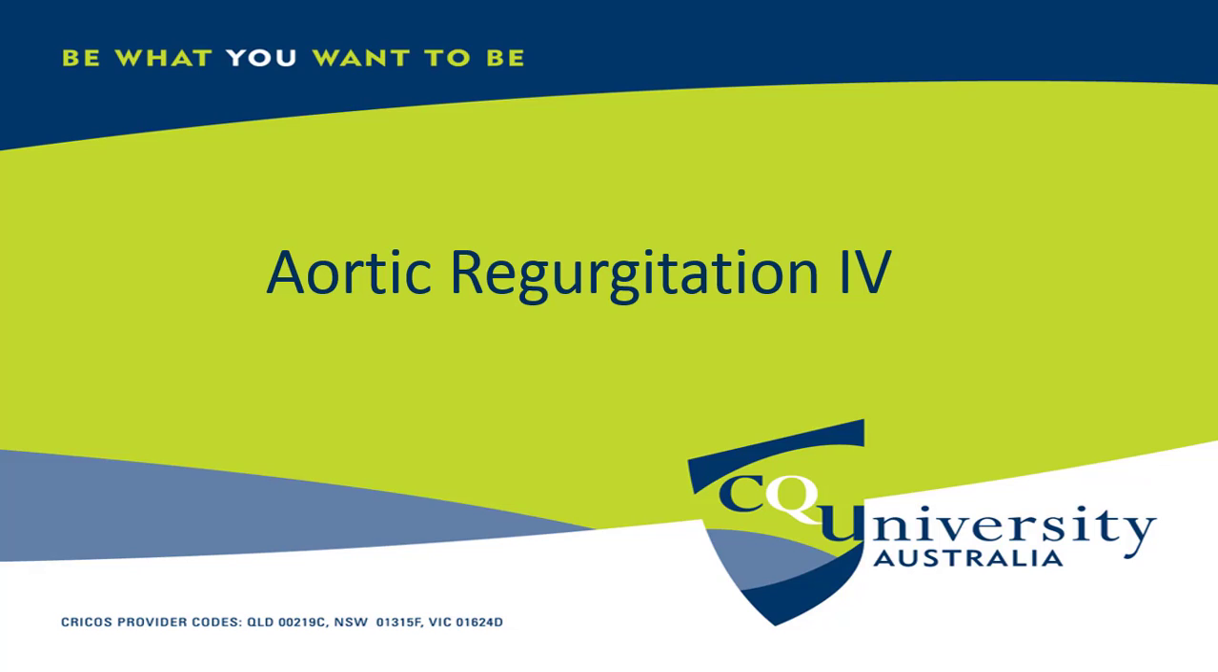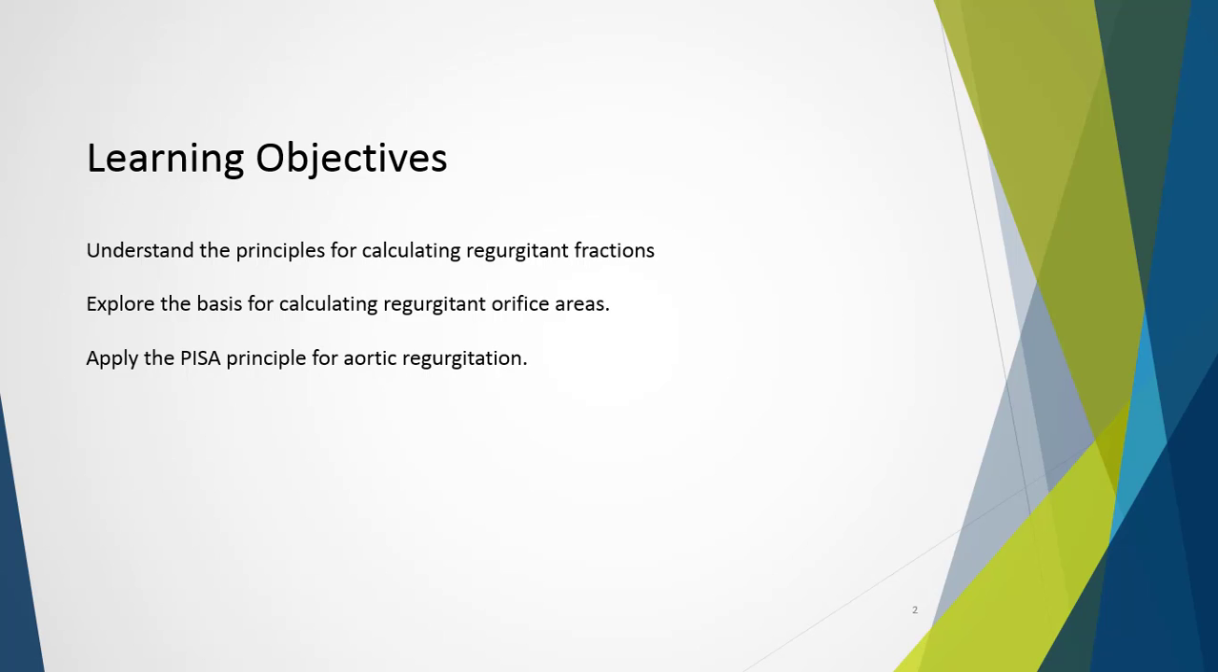And this here is our fourth and final lecture regarding aortic regurgitation. Our learning objectives with this particular lecture is to understand the principles for calculating regurgitant fractions, explore the basis for calculating regurgitant orifice areas, and also apply the PISA principle as a way to estimate aortic regurgitation.